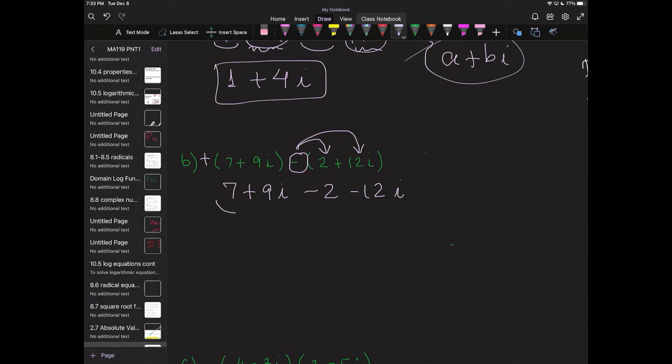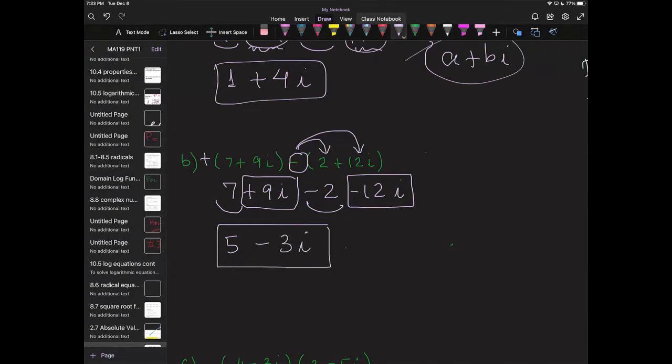Now we're going to combine like terms. So we take 7 with negative 2. The result is 5. And we take positive 9i with negative 12i. So 9 minus 12 is negative 3, so negative 3i. Okay, and this is again in the form a plus bi, right? So there's the real part and then there's the imaginary part second.